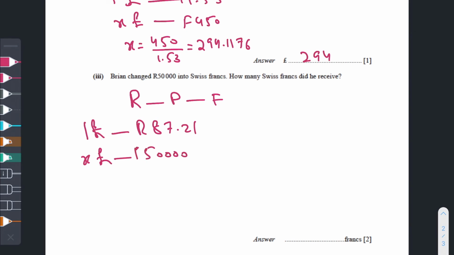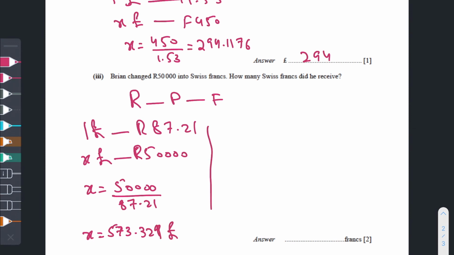So let's find out how many pounds this would be. X would be equal to 50,000 divided by 87.21. X comes out to be 573.329 pounds. Now we don't round it off yet, we round off the final answer so that our values do not change. So now if pounds are 573.329, then 1 pound is equal to 1.53 francs.